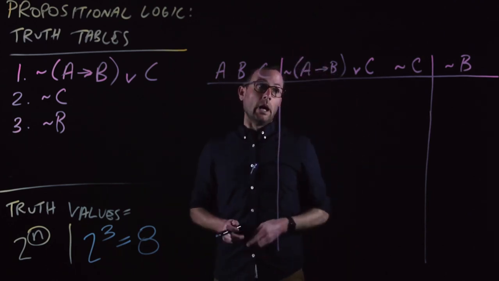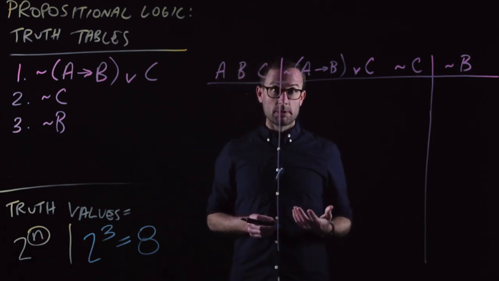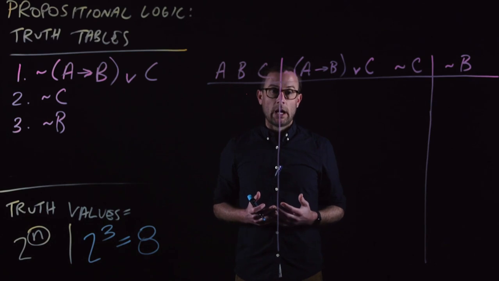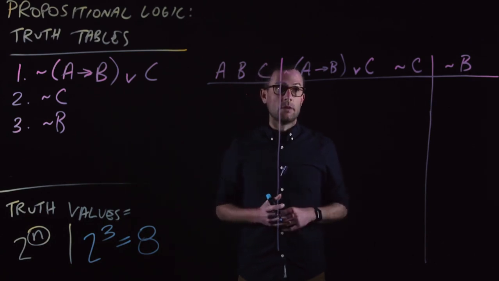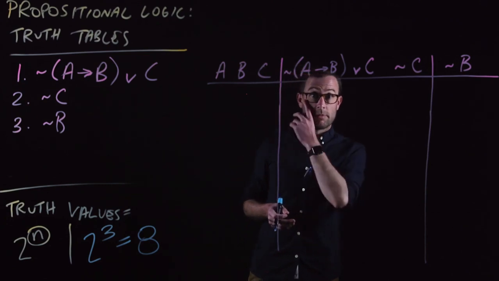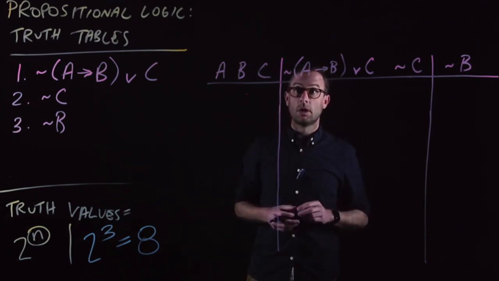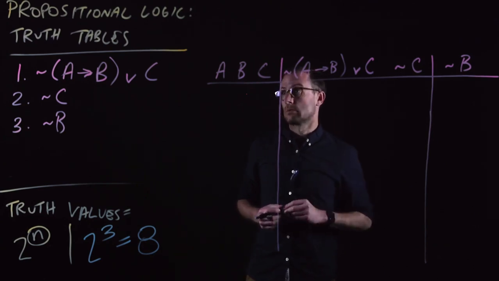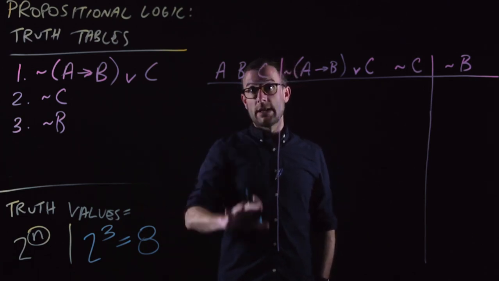Now, it's worth pointing out that with more than 3 letter variables in a truth table, it gets really time consuming and it kind of defeats the purpose of using the truth table to determine validity. This is where natural deduction proofs will come in handy when we have many letter variables. Now, what we need to start with is assigning the truth values.